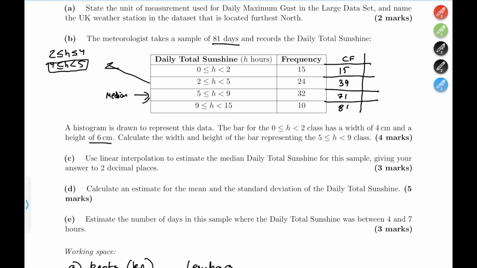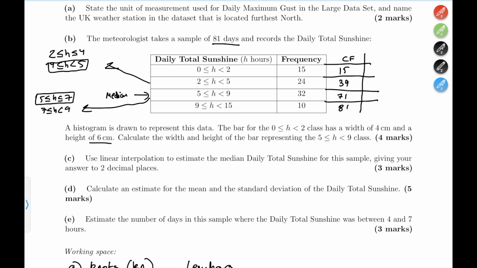And then what we're going to do is add it on to, if we split this up between 5 ≤ h ≤ 7, 7 ≤ h < 9. So we're going to add that one onto this one because then that will give us 4 to 7. Okay, so let's think about this. From 2 ≤ h < 5, so between 2 and 5, the proportion of 4 to 5 is a third. So this is a third of the whole class.